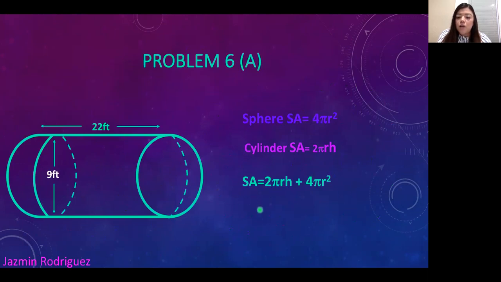So we will add those together to get that our surface area is going to be equal to 2 pi times 4.5, which is going to be our radius. And our radius is 4.5 because our radius is going to be half of our diameter, which is 9. So 4.5 is half of 9. And of course, this is going to be our height, or 22. And so we plug those into our formula, and our surface area for this entire figure is going to be 877 feet squared.